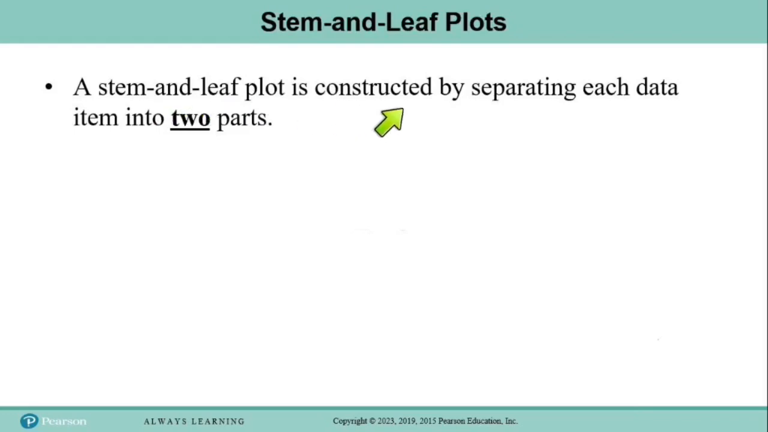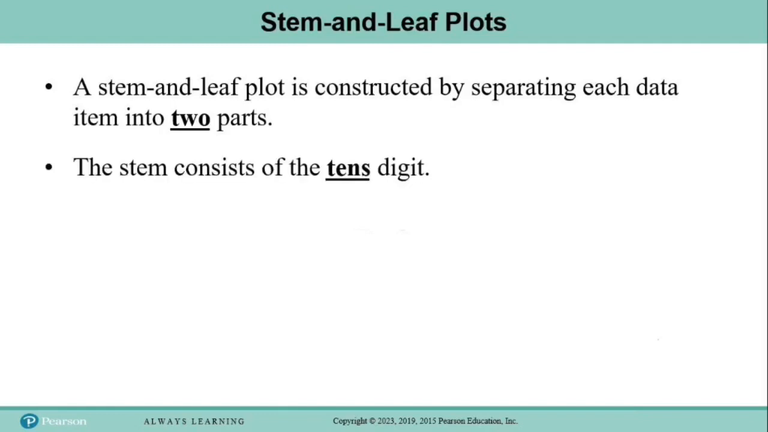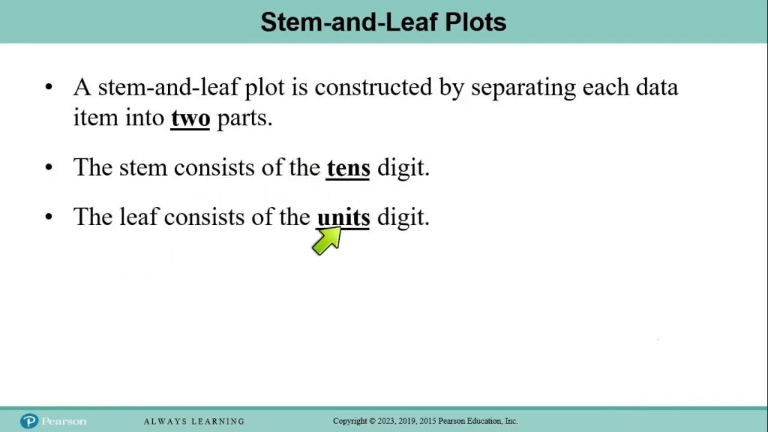A stem and leaf plot is constructed by separating each data item into 2 parts, a stem and a leaf. Now all of the data that we will be working with is 2-digit data. So for us, the stem will always consist of the number in the tens place, and the leaf will always be the number in the units place, or sometimes we call it the ones place.